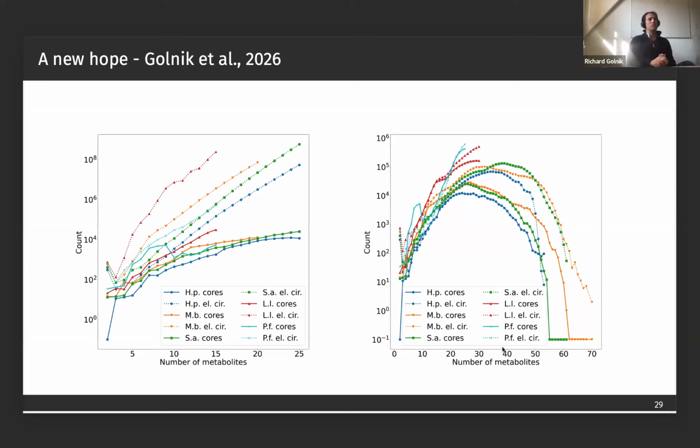And this is why we came up with the idea of enumerating instead MR chordless elementary circuits. So elementary circuits that do not have any shortcuts from metabolites to reactions in the circuit, and all the metabolite-to-reaction edges are located along the circuit. And this, again, dramatically reduces the amount of circuits we have to enumerate. And then we can see that for Helicobacter pylori, Methanosarcina barkeri, and also Staph aureus, we were actually able to enumerate all of the autocatalytic cores.